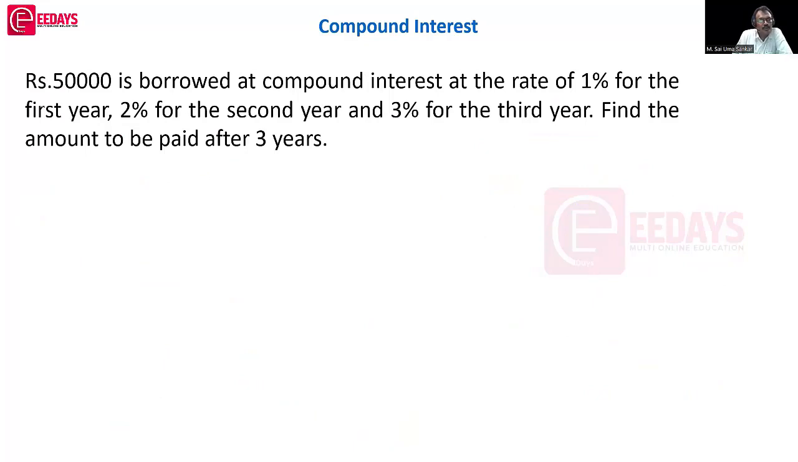What next? Rupees 50,000 is borrowed at compound interest at the rate of 1% for the first year, 2% for the second year, and 3% for the third year. Find the amount to be paid after 3 years.